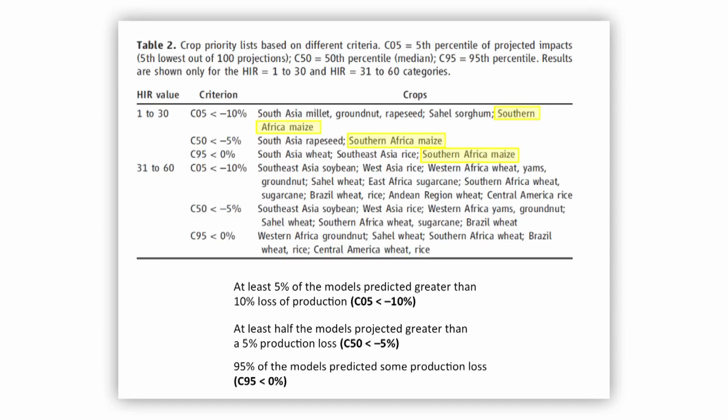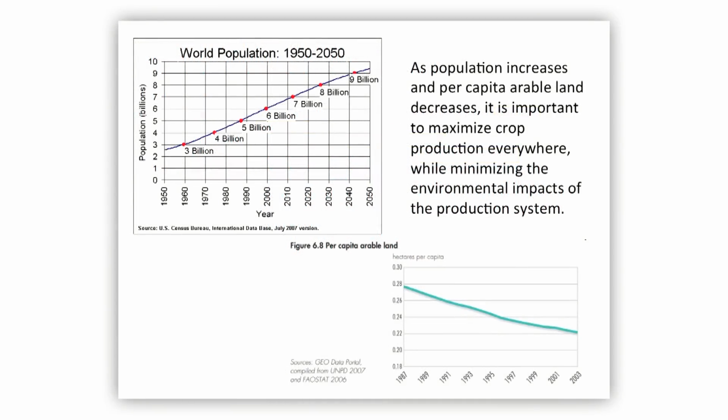But arguably, as the population increases, and this is just one projection of world population increases, it's important to maximize production everywhere. And that's also because the amount of land per capita is going down. And this probably will continue to trend down as the population increases, but also as things like sustainability enter into the conversation. And so arguably then it's important to increase crop yields everywhere, not just in the most food insecure regions.